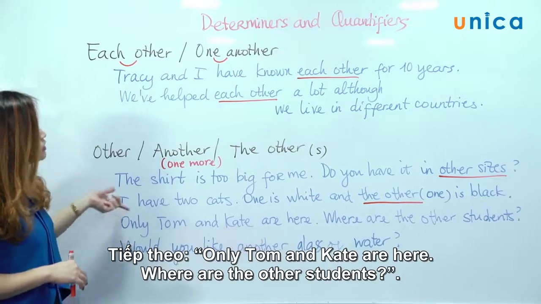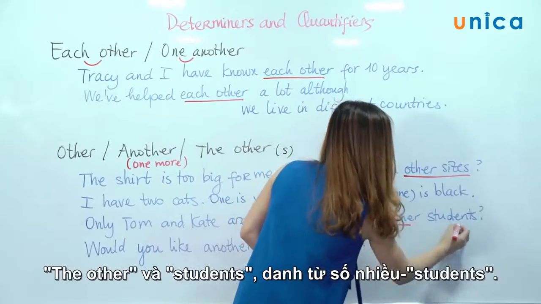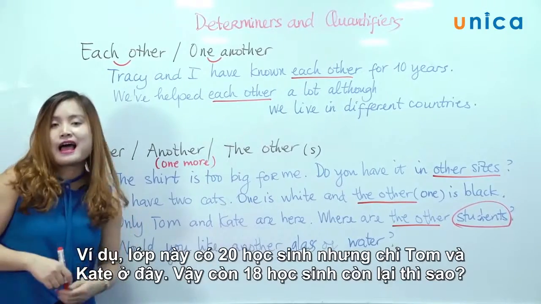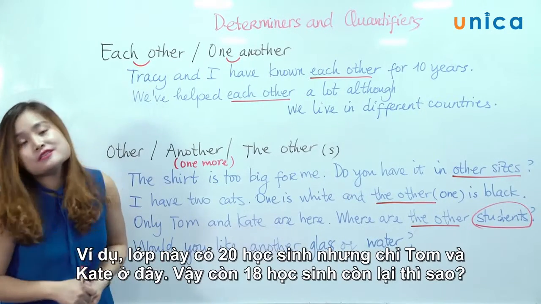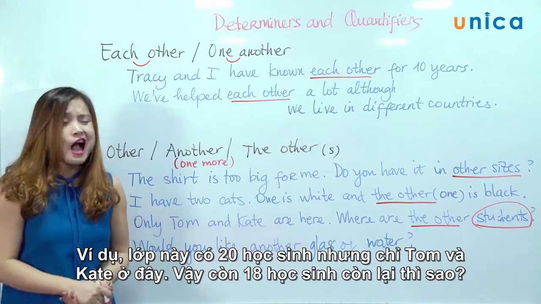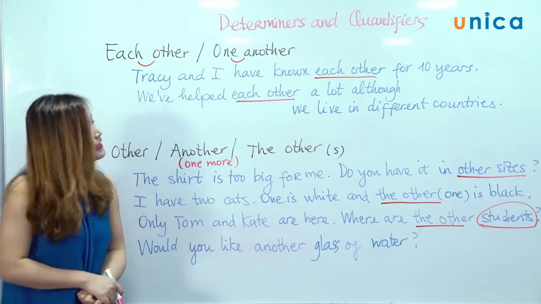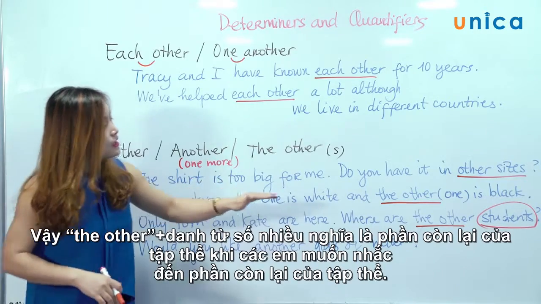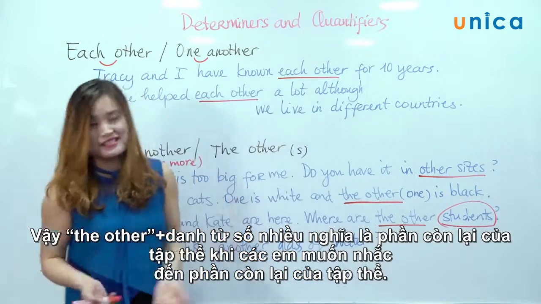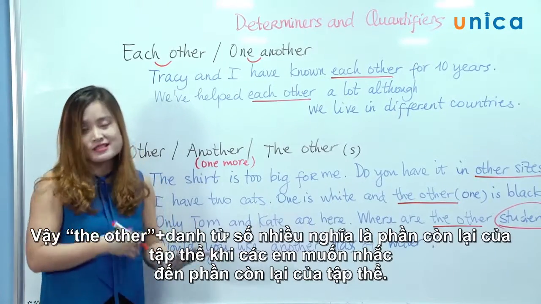And the next one, only Tom and Kate are here. Where are the other students? The other and students, plural noun, students. So for example, this class has 20 students, but only Tom and Kate are here. How about the other 18 students? Okay, so the other plus plural noun means the rest of the group. If you want to refer to the remaining or the rest of the group.